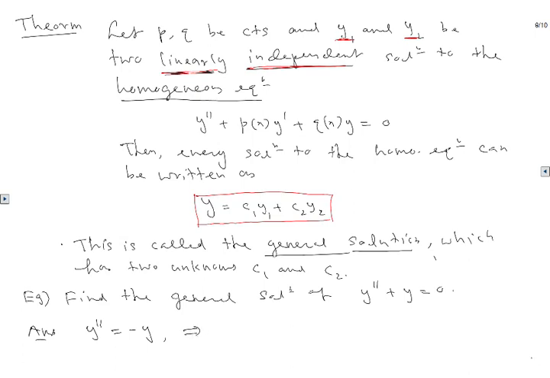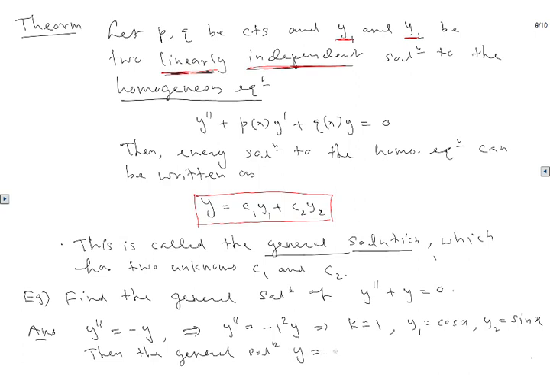Okay, so this one we can write as y double prime equal minus 1 squared y. So that means k equal 1. Then the two solutions are y1 equal cosine x and y2 equal sine x. So we have those two solutions, and then we can write the general solution: y is a constant times one solution plus a constant times the other solution. So this is where a cosine x plus b sine x comes from, but we still don't know how to actually get this sine and cosine. We can learn that very soon.